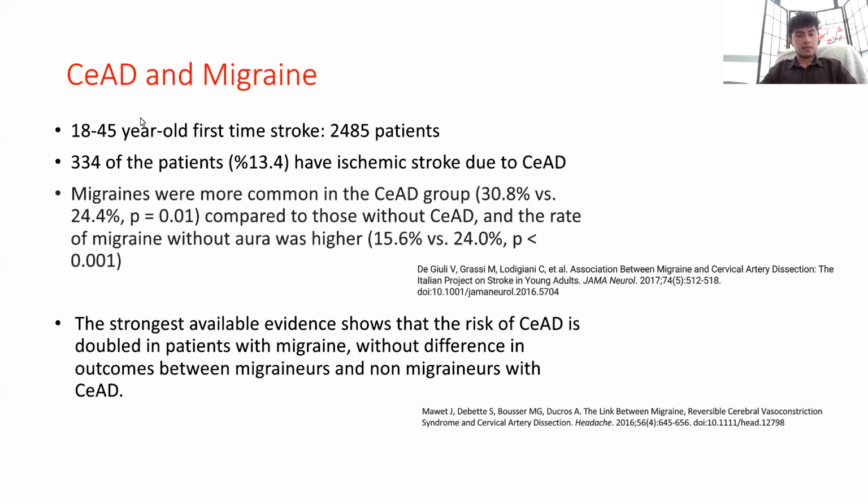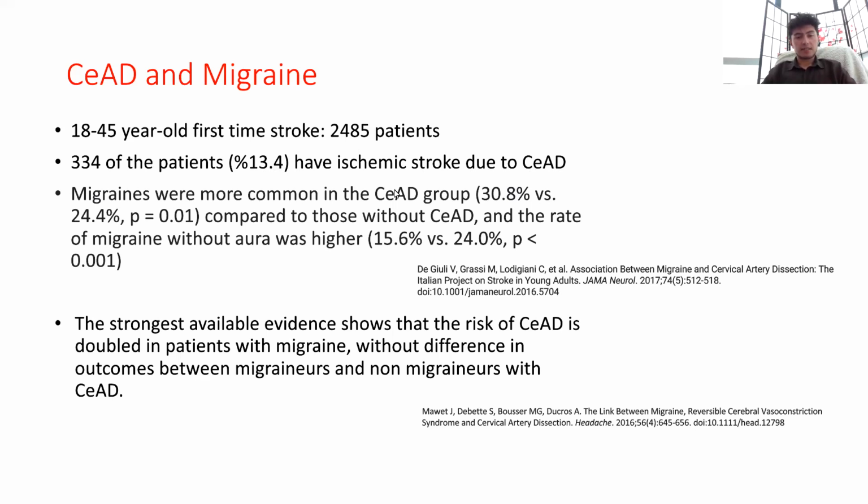And let me talk about the cervical artery dissection and migraine relationship. There are also other articles; I put my source here. Among 18 to 45-year-old first-time stroke patients, there are 22,485 patients in this category. And of all of these, 334 patients, about 13.4%, had ischemic stroke due to cervical artery dissection.